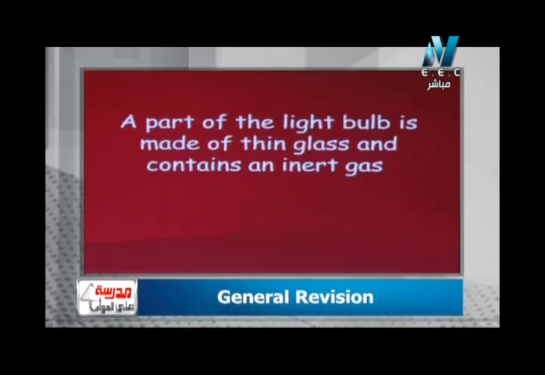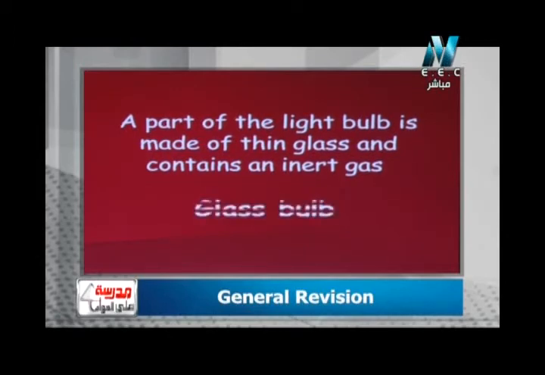Another question: a part of the light bulb. I am sure all of you like this lesson because it's a very easy and intelligent lesson, the light bulb lesson, all about the lamp invented by the great scientist Edison. So the question says: a part of the light bulb is made of thin glass and contains an inert gas, or argon gas.